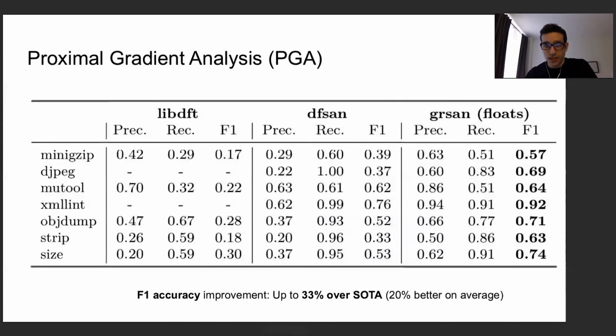We evaluate GRSAN against two widely used DTA frameworks, libDFT, which uses Intel PIN to propagate taint over binaries, and Dataflow Sanitizer, or DFSAN, which instruments programs to propagate taint in LLVM. We test on 7 open source file parsers and find that GRSAN achieves higher F1 accuracy in predicting data flows on all 7 programs. PGA improves over DFSAN, the best performing DTA framework, by up to 33% and improves accuracy by 20% on average.